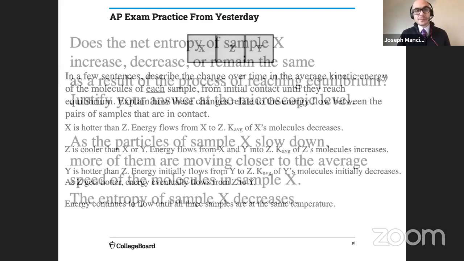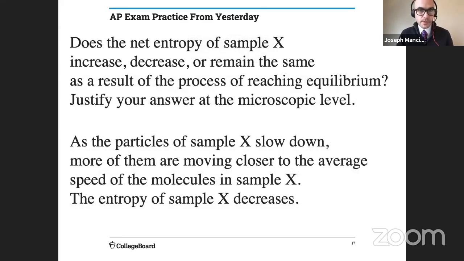The next question was about the net entropy of sample X as sample X gets cooler. As sample X gets cooler, its component molecules are vibrating with a slimmer variety of speeds, with a narrower subset of speeds. Its speed distribution graph would have a narrower spike. So we say the entropy of sample X is decreasing.